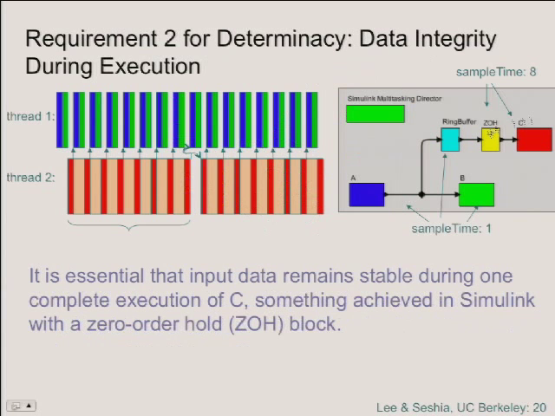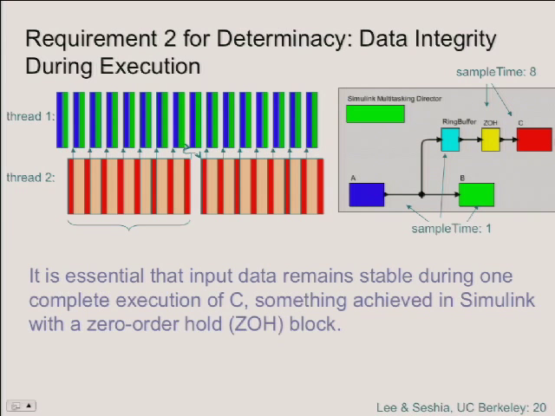Okay? So it'll run at 1/8 the rate of the other blocks. And each time it runs, it simply takes a look at the vector of 8 inputs and produces those on the output, and then just holds that output because it doesn't execute again for another 8 time units. Okay? So as a consequence, because of that zero-order hold, this red block is able to read its input anytime during its execution.